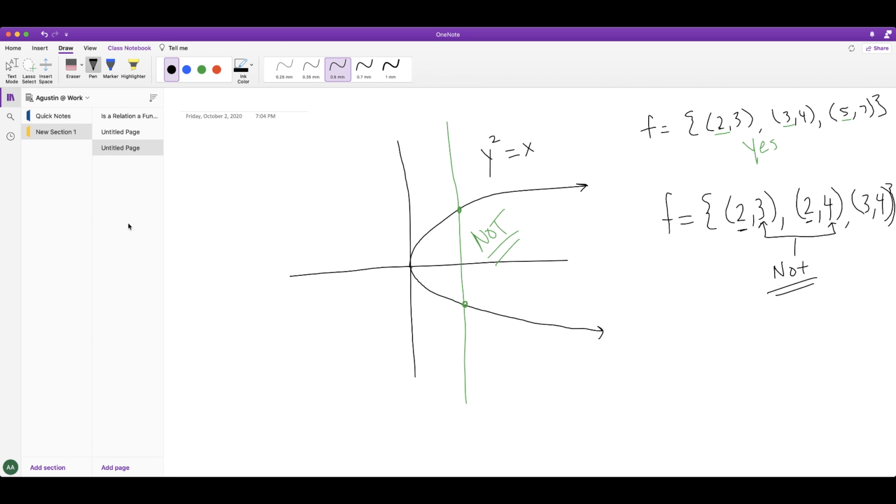Okay, so that's how you can tell if a relation is a function or not.